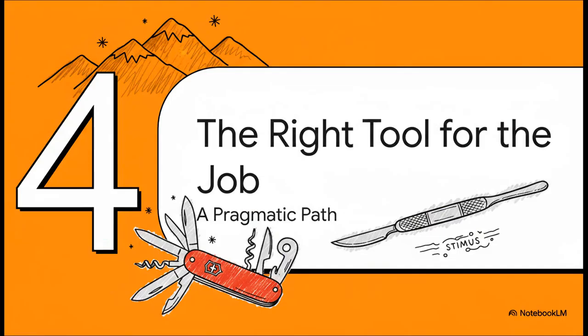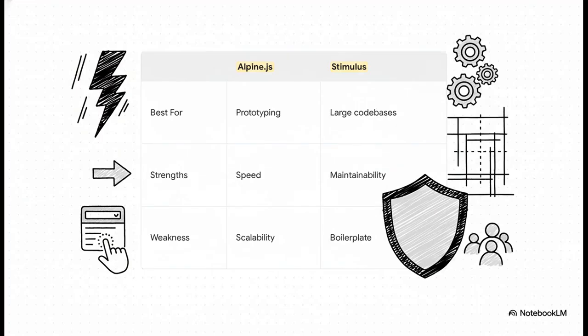So you've got the all-in-one Swiss Army knife and the precision surgeon's scalpel. The goal here isn't to declare a winner. It's about being a smart craftsperson, understanding the job you have to do, and then picking the right tool for that specific job. This table really lays out the trade-offs.